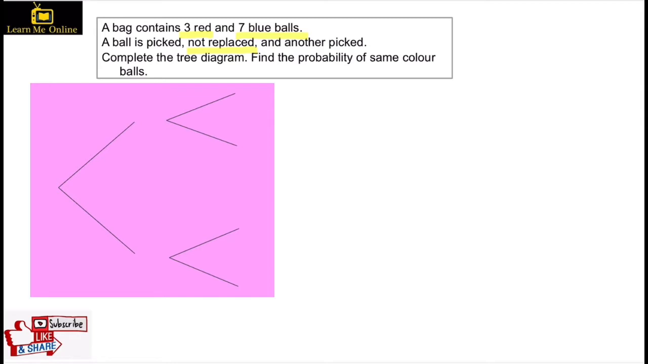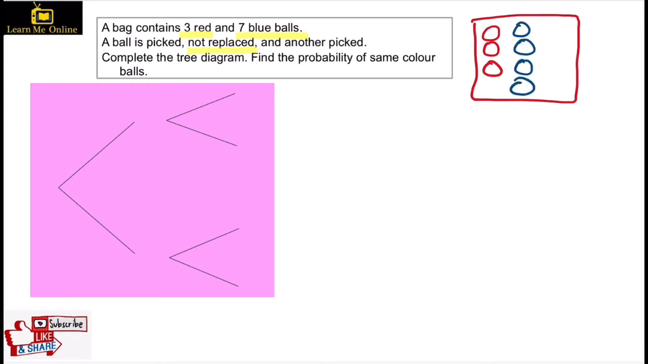Now I'm going to draw a bag here. So this is a bag and there are 3 red and 7 blue balls. So 1, 2 and 3 are the red balls, and the remaining are the 7 blue balls: 1, 2, 3, 4, 5, 6, 7. So the total number of balls in the bag is 10.